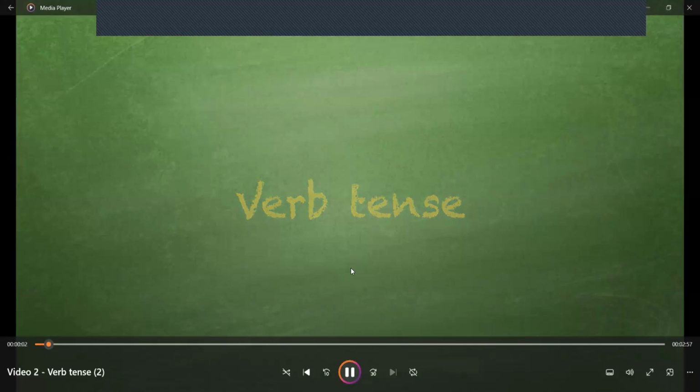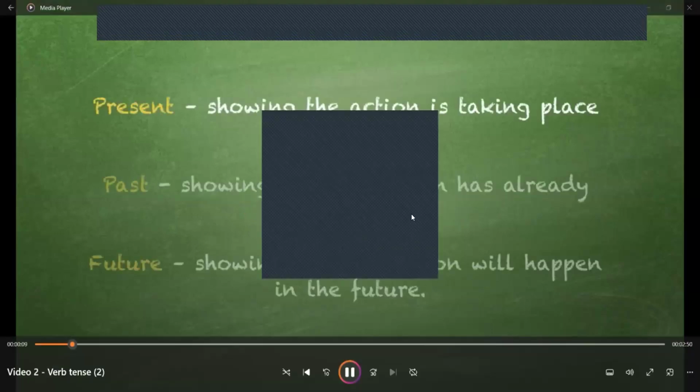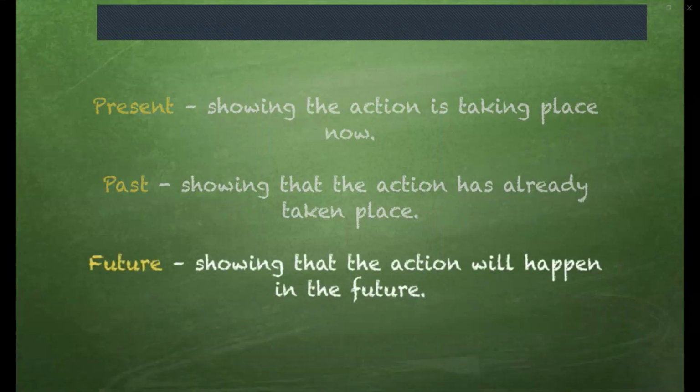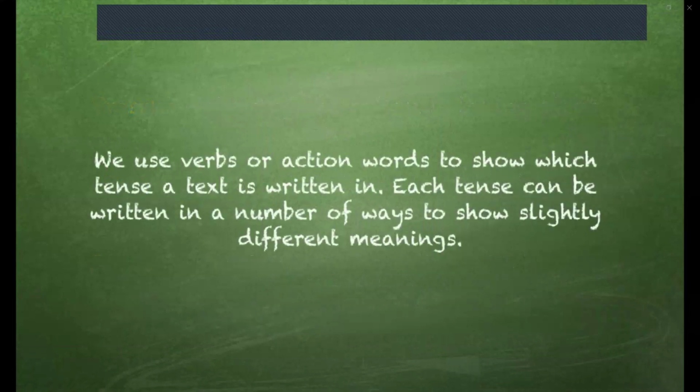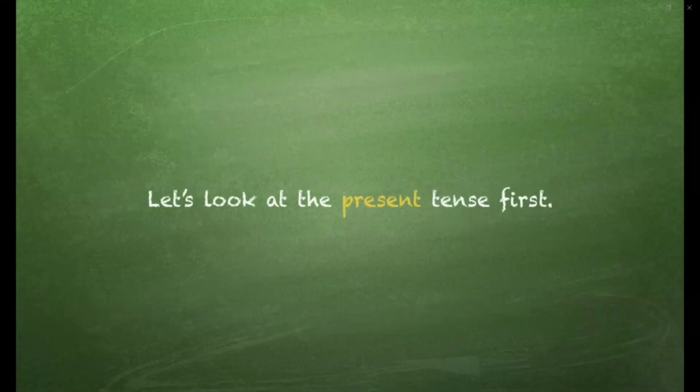Texts are written in 3 tenses. Present, showing the action is taking place now. Past, showing that the action has already taken place. Future, showing that the action will happen in the future. We use verbs or action words to show which tense a text is written in. Each tense can be written in a number of ways to show slightly different meanings. Let's look at the present tense first.